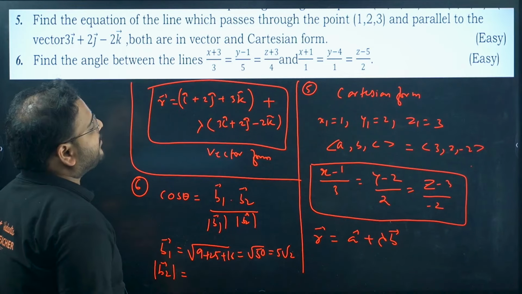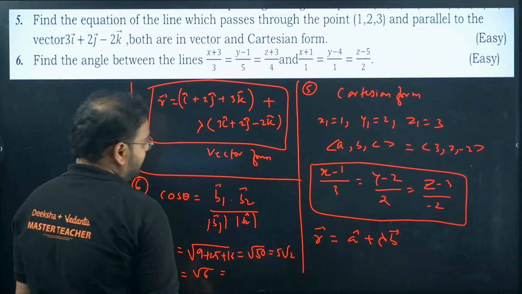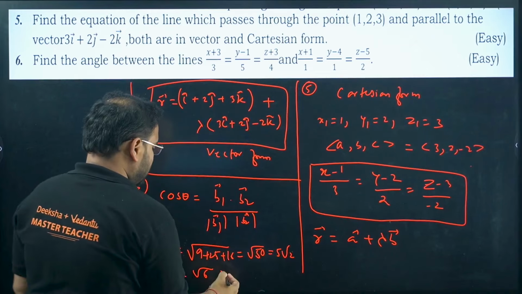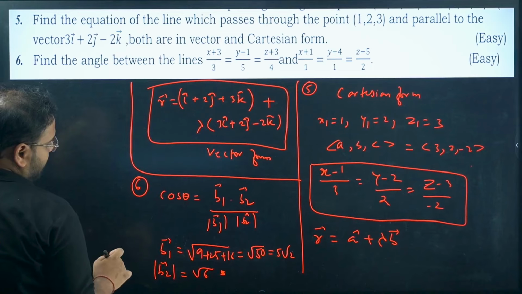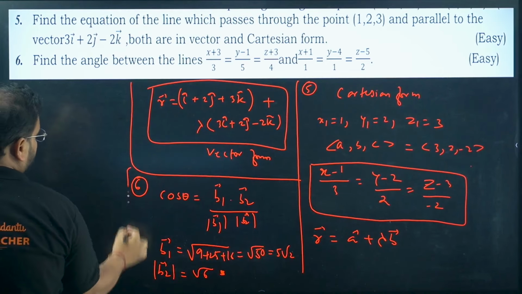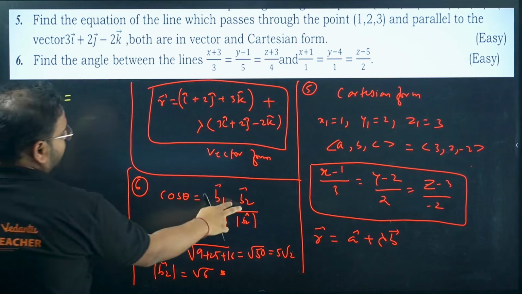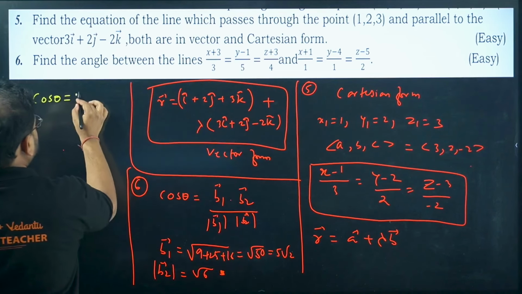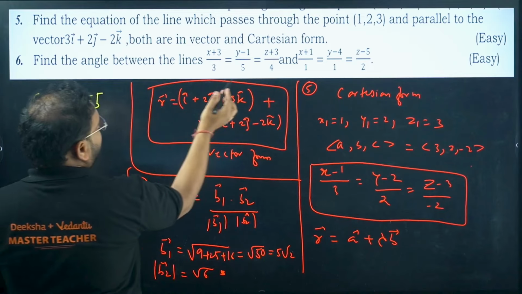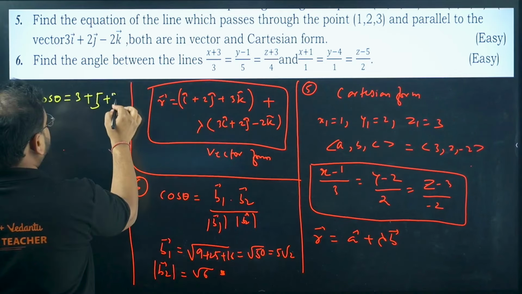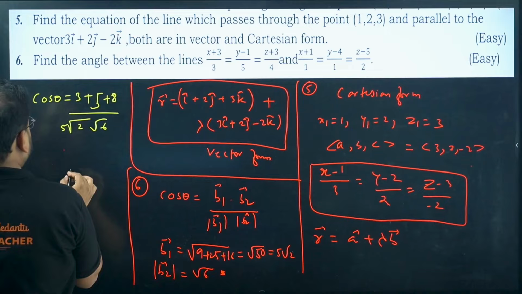Over here we'll have 1 plus 1 plus 4, so that's 6. That's root 6 only. Now we can use this directly. Cos theta will be given by the product of b1 and b2: 3 into 1 is 3, 5 into 1 is 5, and 4 into 2 is 8, divided by root 5 root 2 and root 6.